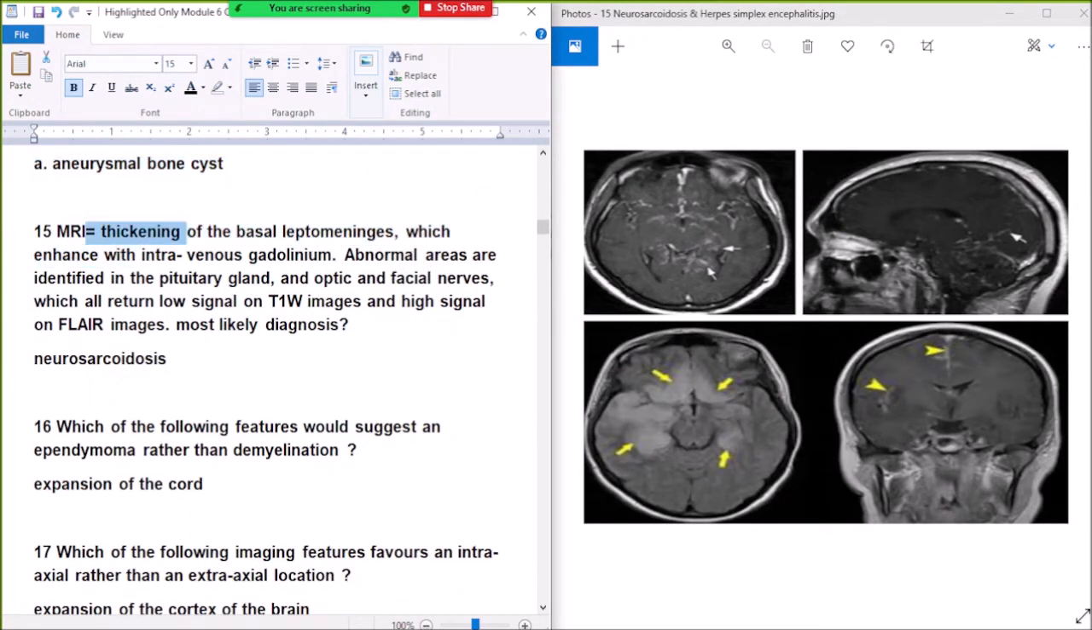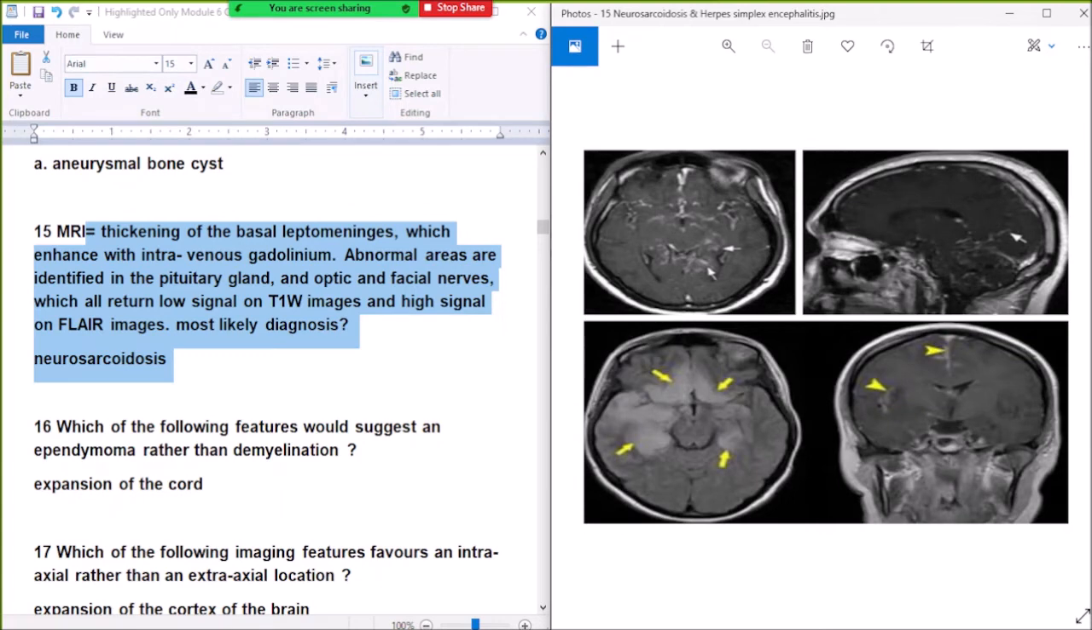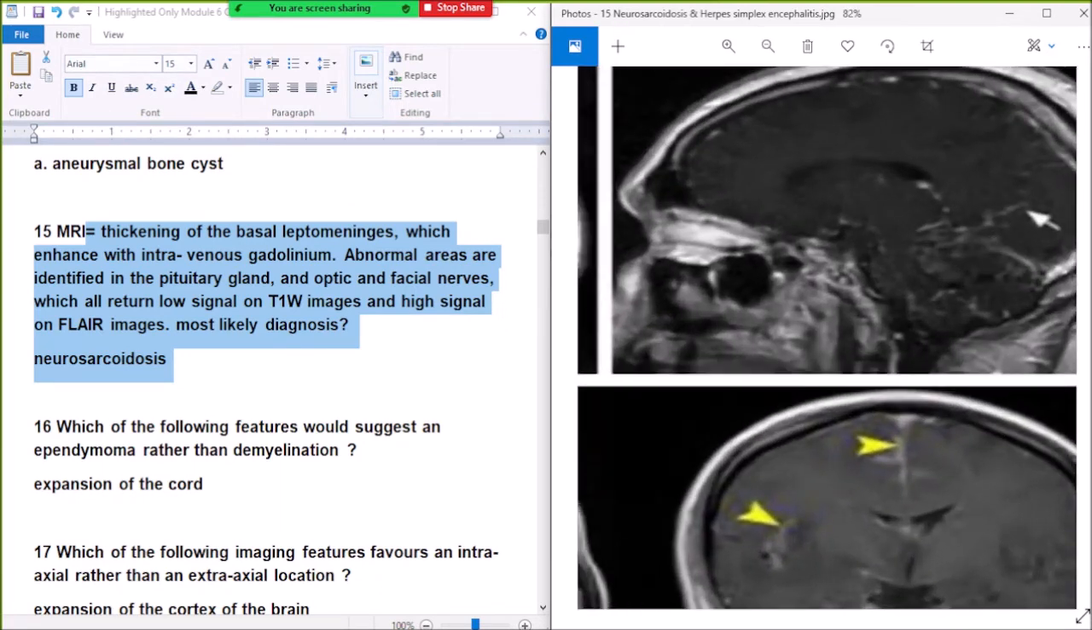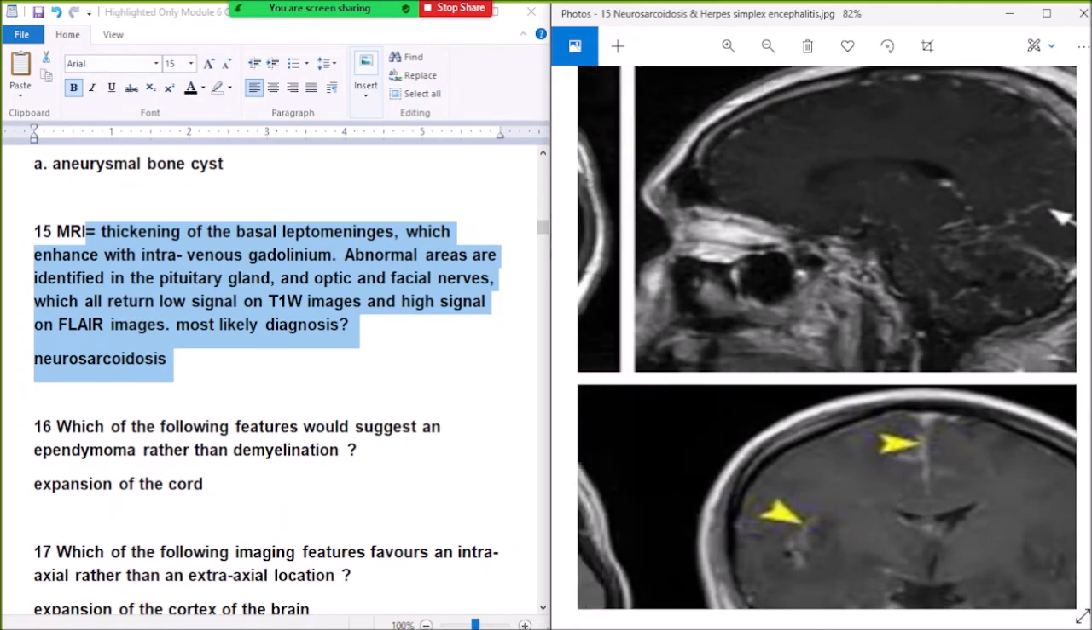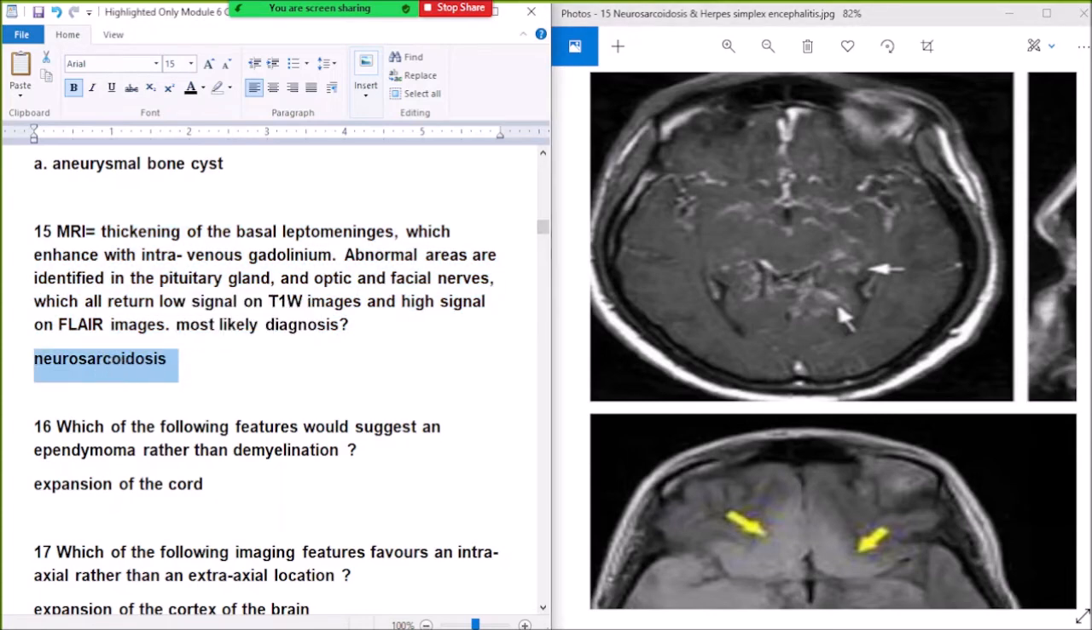Question 15. MRI shows thickening of the basal leptomeninges, which enhance with intravenous gadolinium. Abnormal areas are identified in the pituitary gland and optic and facial nerves, which all return low signal on T1 weighted images and high signal on T2 images. Most likely diagnosis is neurosarcoidosis. Neurosarcoidosis always involves the optic nerves.